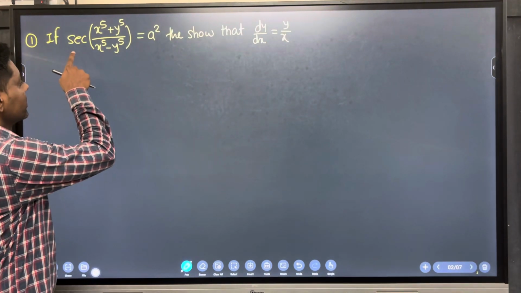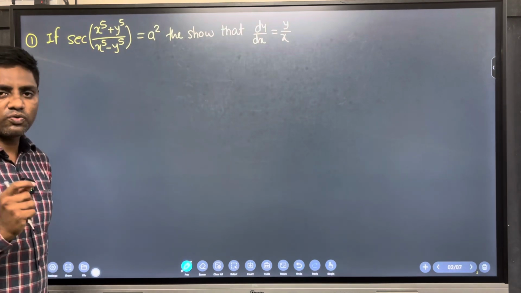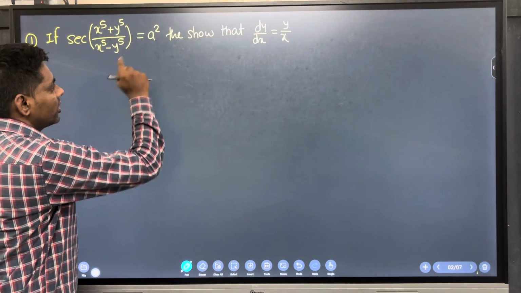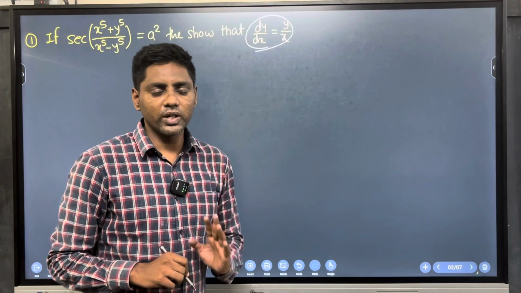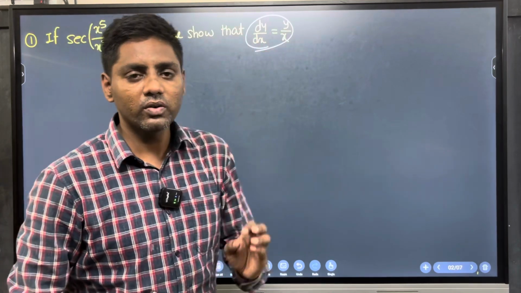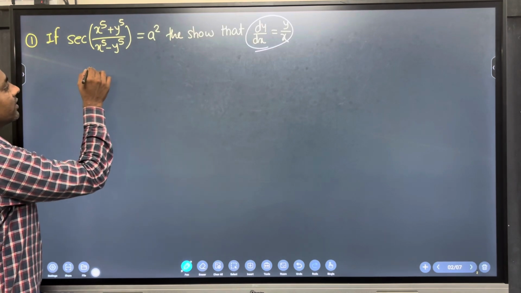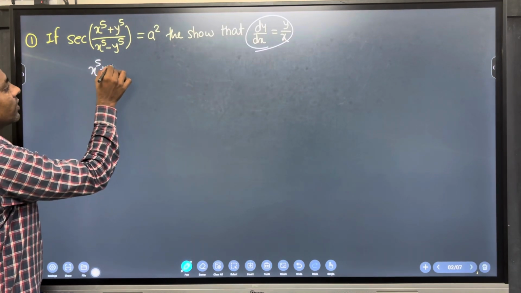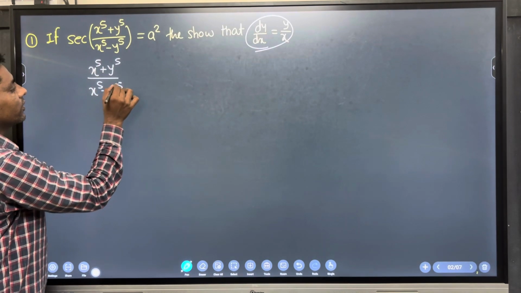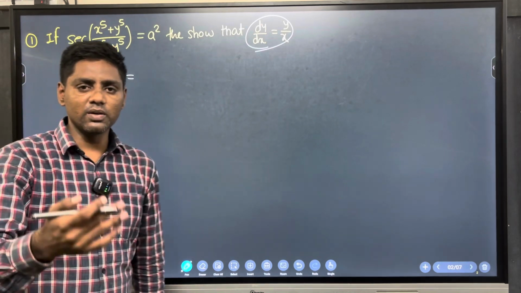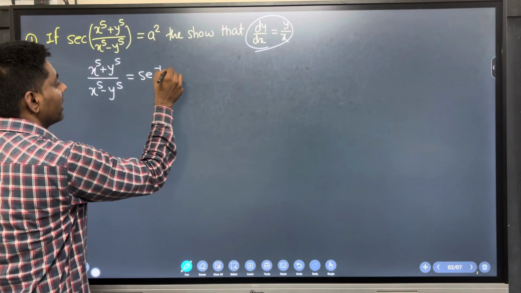Given sec inverse of the bracket x raised to 5 plus y raised to 5 divided by x raised to 5 minus y raised to 5 equals a square, we have to show that dy by dx equals y divided by x. Taking the derivative, the final answer should be y divided by x. The steps are simple. First we write x raised to 5 plus y raised to 5 over x raised to 5 minus y raised to 5. When sec goes to the other side, it becomes inverse, so sec inverse of a square.